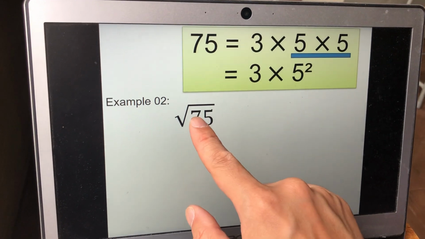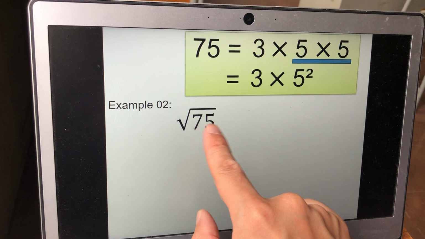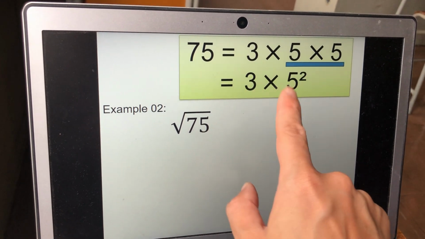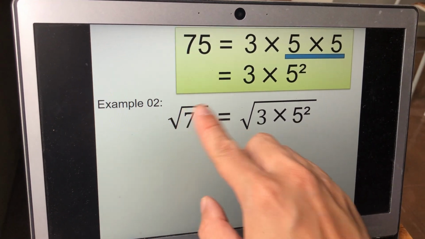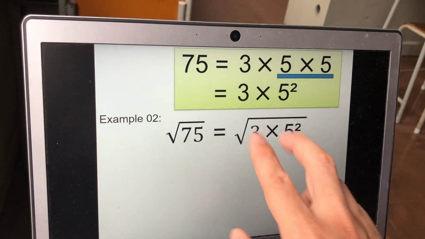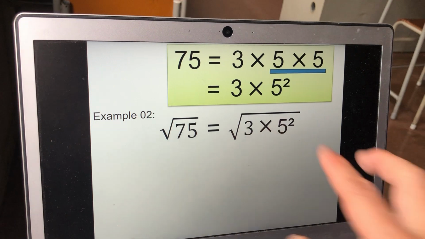So now let's go back to here. We could rewrite the number. We don't need the 75 anymore. We could write 3 times 5 to the power of 2. But the square root is still here. Don't forget the square root. We just change the number inside.